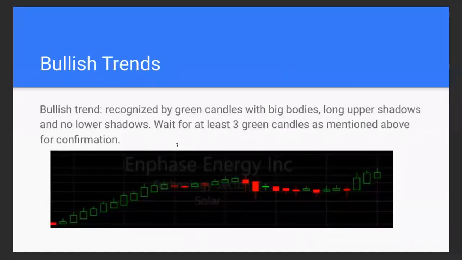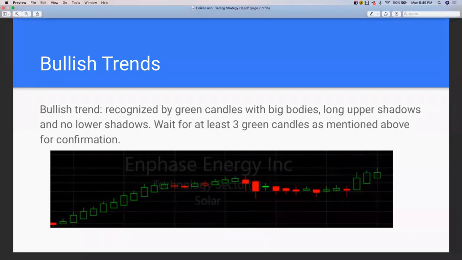Okay. Now we'll talk about the trends. Bullish trends are recognized by green candles with big bodies and long upper shadows and no lower shadows. This is very, very critical, guys. Like candlesticks, they can have what they call the wicks or the shadows, right? So if there is no wick at the bottom, only a wick on the top, and there's a considerable size of body, then you can consider it a bullish Heiken Ashi candle. Now, when do you consider it to be in a trend? You consider it a trend when you have at least 3 green candles.